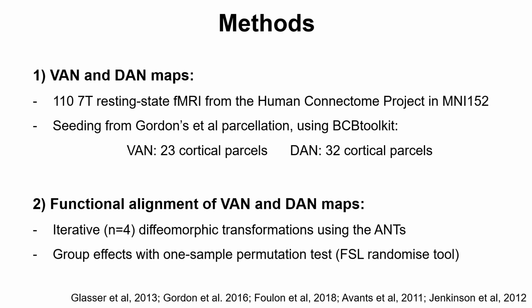To do that, we used 110 7 Tesla resting state fMRIs from the Human Connectome Project in the MNI space. To compute ventral and dorsal attention network maps, we did a seeding analysis using Gordon's parcellation. This parcellation is composed of 23 cortical ventral parcels and 32 dorsal cortical parcels. For the functional alignment, we performed an iterative diffeomorphic transformation using ANTs, and the group effects were analyzed with one sample permutation test.